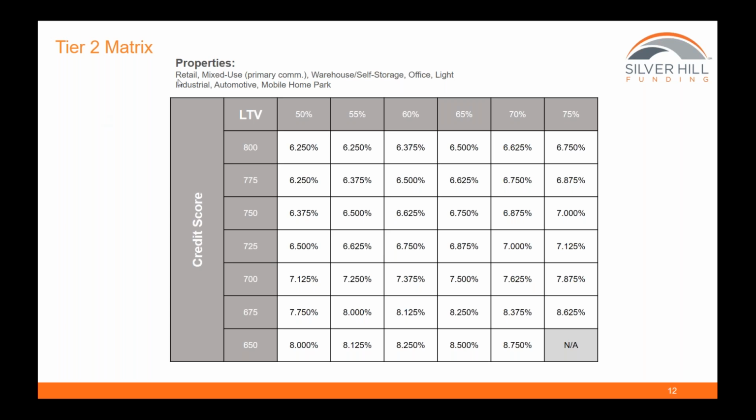But we do still see a fair amount of mixed use, automotive, warehouse, self-storage, office, and light industrial. And again, see how the FICO bands reflect the LTVs and what rate they get. Lower LTV, higher FICO, you're going to get the better rates. Higher FICO, higher LTV, your rates get worse. Our sweet spot is somewhere in the middle.